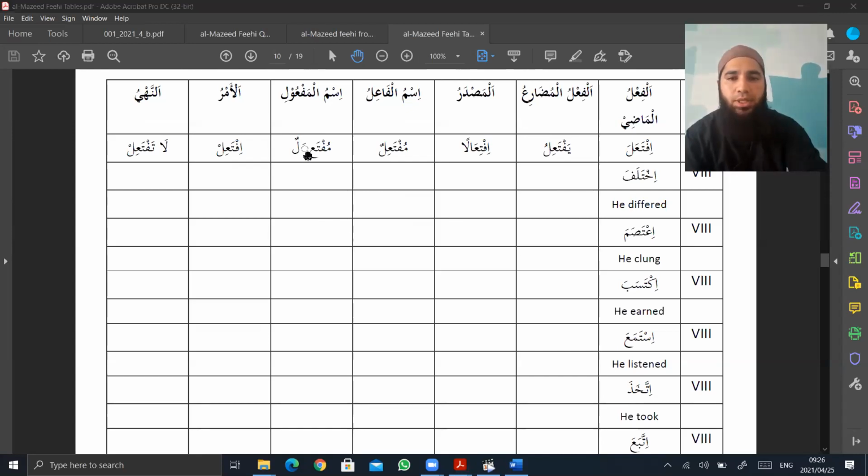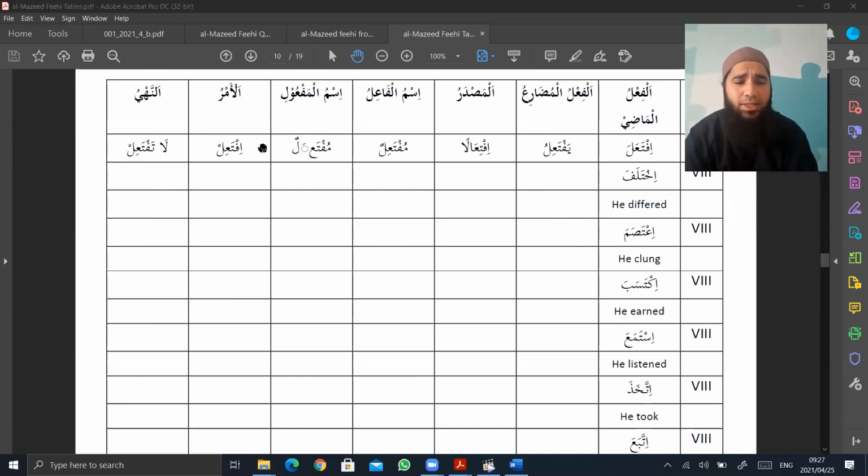Let's see. How does the next scale look? The next scale looks like this. Iftaala. Iftaala. Can everybody see that? Iftaala.